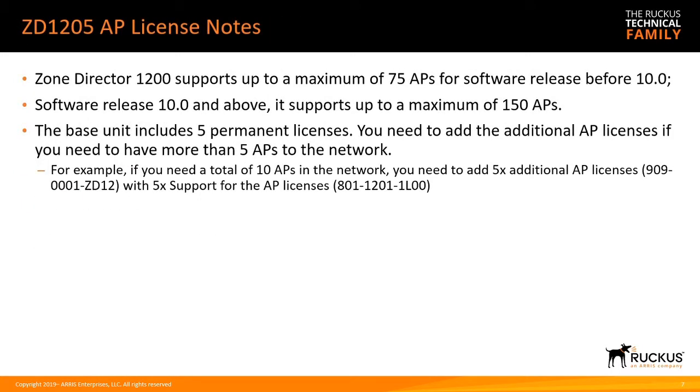Some license notes here on the APs. ZoneDirector supports up to 75 APs before software release 10. Software release 10 and above, it's going to support 150 APs. We'll assume you're buying this new and it'll support up to 150. The base unit includes 5 permanent licenses. You need to add additional licenses if you have more than those 5 APs. You can add up to 145 more licenses onto the controller, but it comes with those 5.